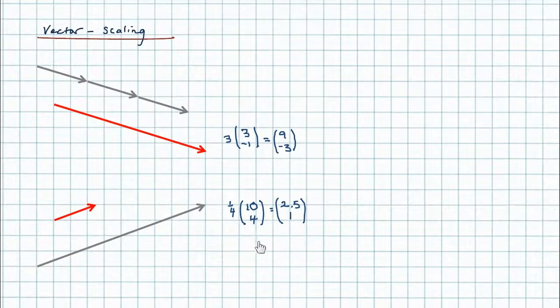2.5, 1. Okay, now what I'm going to do is think about something else we might do. So if we've looked at whole numbers, we've looked at fractions, what if we multiply by a negative number?